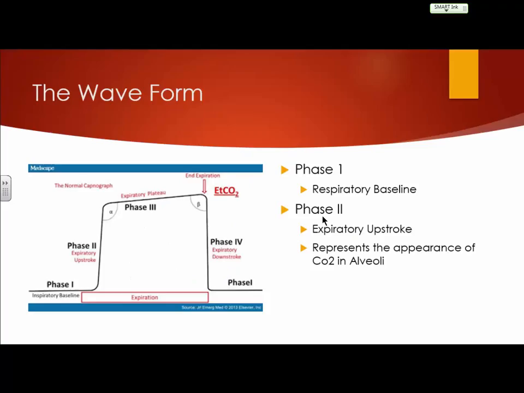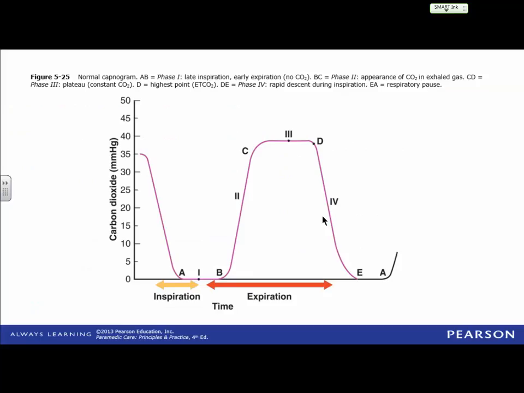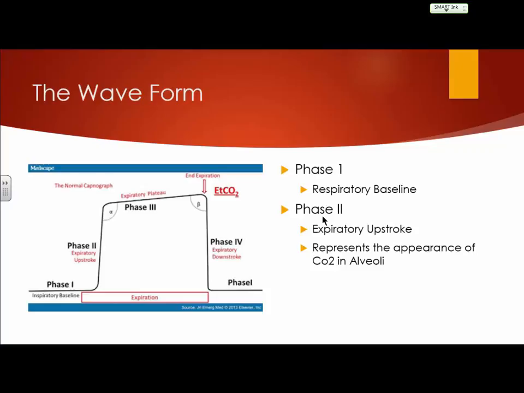Now, here are the phases. It's put in A, B, C, D, and E. But they're also 1, 2, 3, 4. So phase 1 is your inspiratory baseline. Phase 2 is your expiratory upstroke. Phase 3 is your expiratory plateau, where you're leveling off. Then phase 4 is your expiratory downstroke, or representation of your inspiration.